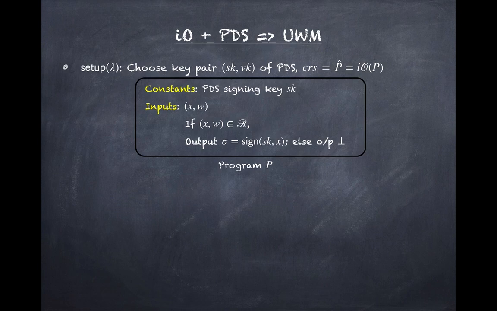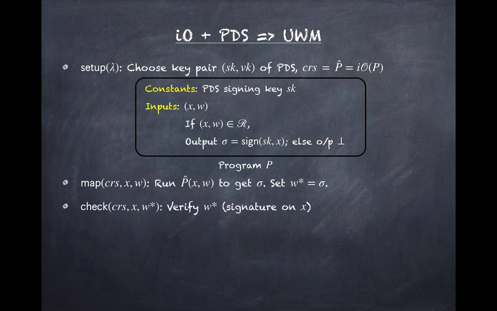So the setup samples a key pair of PDS, and the CRS of UWM is the following obfuscated program that checks whether the statement and the witness belong to this relation, and then it signs the statement X using the signing key of the PDS, which is hardwired inside it. The mapping algorithm consists of simply running this obfuscated program, and the representative witness is nothing but a signature under the statement X. And the checking algorithm consists of verifying the signature on the statement X.